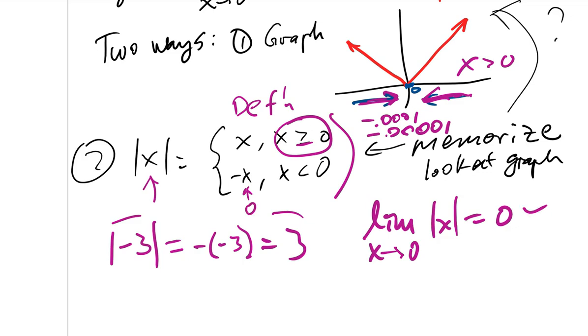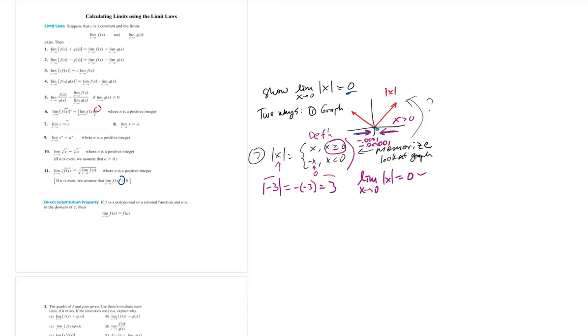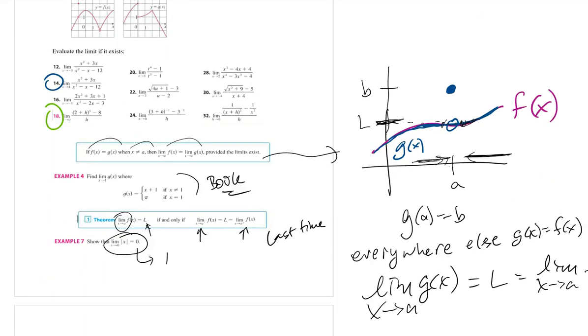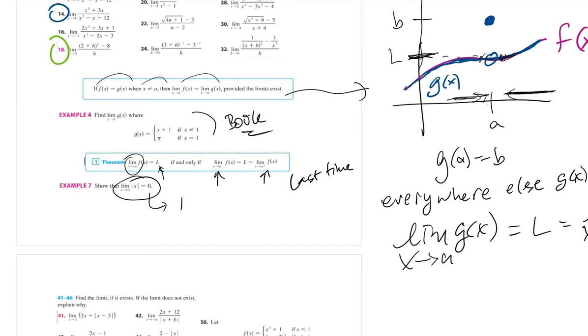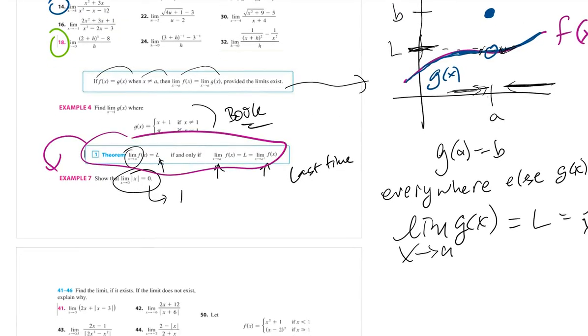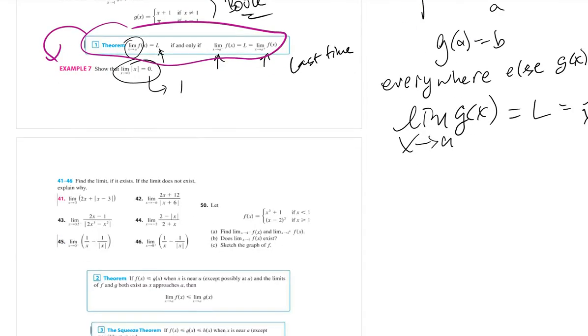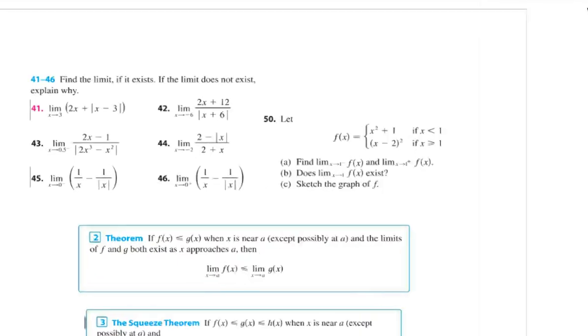And so that's why the answer is 0. Why? Because the left and the right hand limits correspond. So we're using Reason's theorem to prove example 7, which is in the book. So here is the deal with that definition.